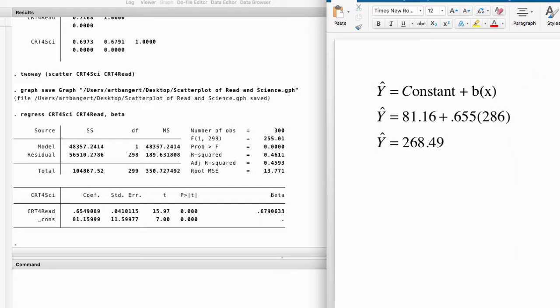I hope this explanation of correlation and linear regression has helped you to understand these concepts much better. Please let me know if you have further questions.